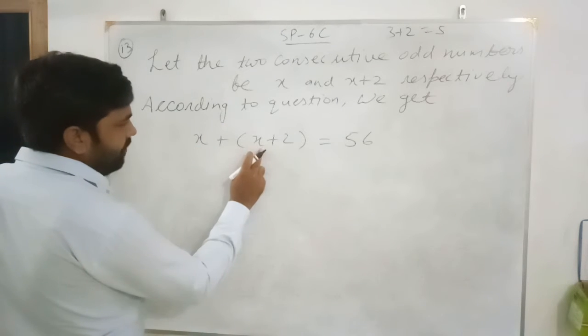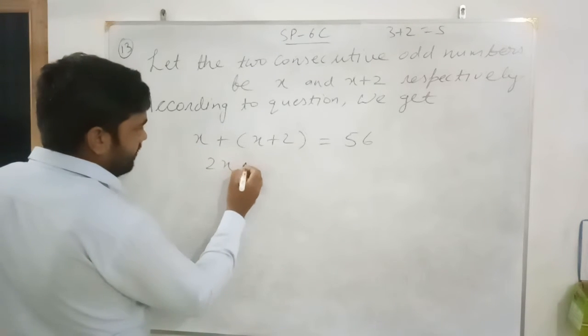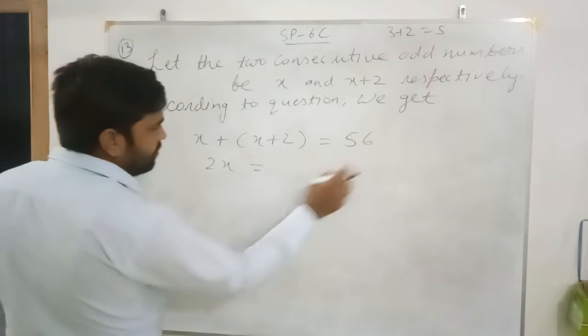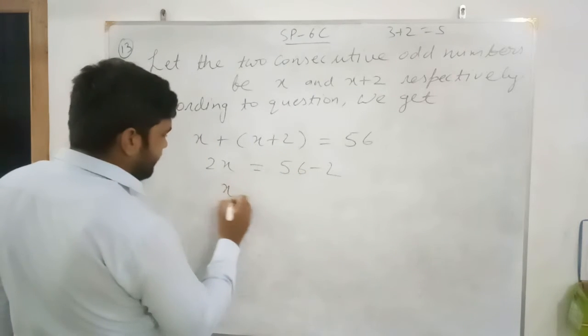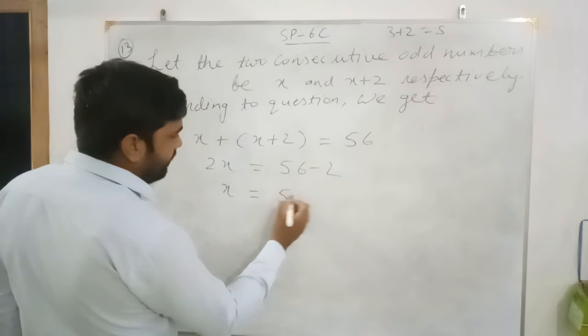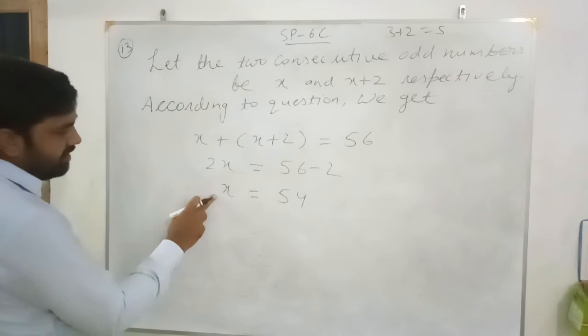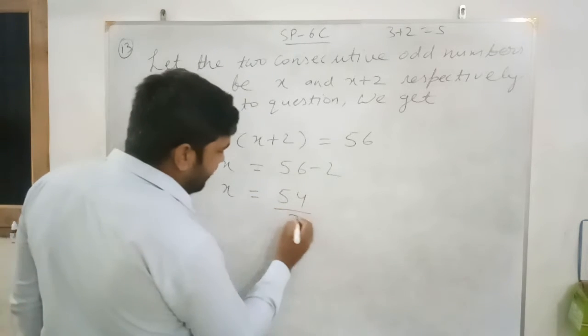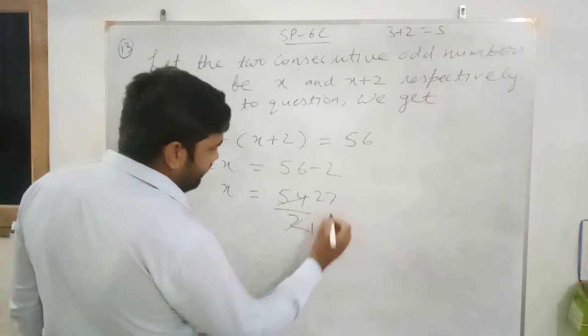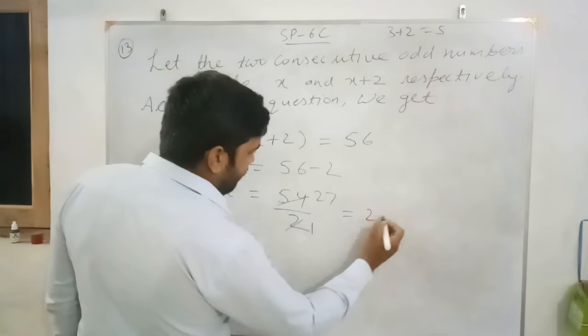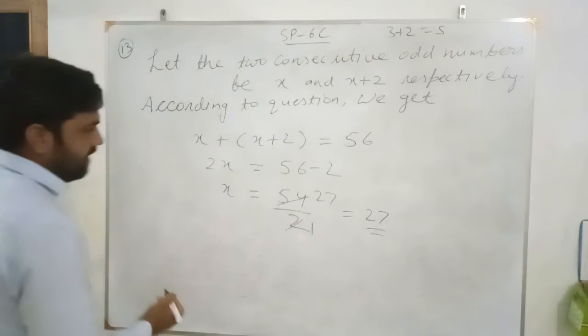Now x plus x will be what? 2x, and transfer this plus 2 to the right hand side, it will become minus 2. Now 2x is equal to 56 minus 2, that is 54. Now 2 is multiplied with x, so when you transfer it to the right hand side, it will divide the right hand side term. Now 2 into 27 is 54. So the first odd number is 27.